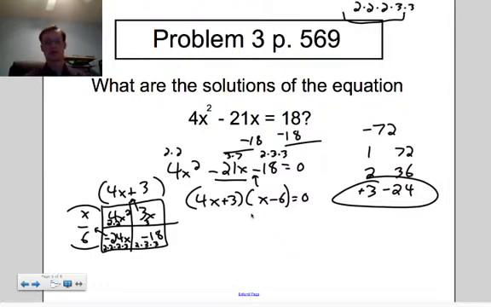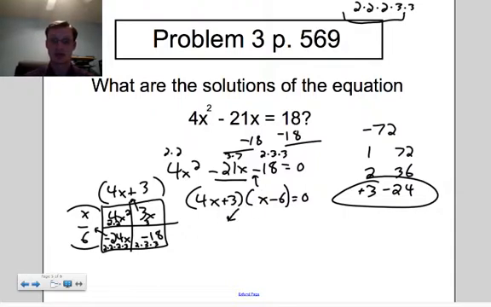Now remember, there's a hand motion: first, outside, inside, last. You can refer back to those videos on that. But we go through and we double check. 4x times x is 4x squared, plus 3 minus 24, that does give me negative 21x, minus 18. So it's good to go back and double check. We spent a good amount of time on that, so we want to make sure that we did that correctly.